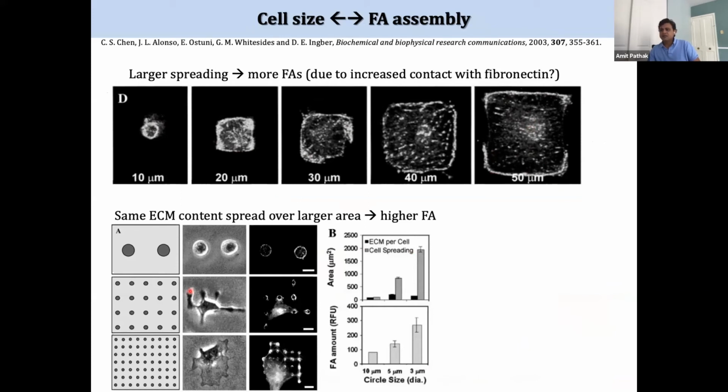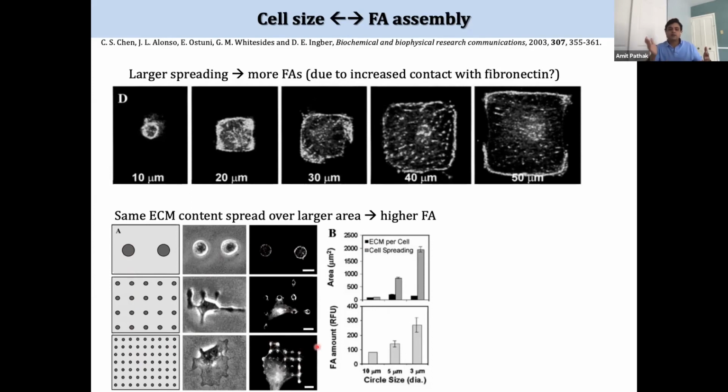In the bottom one, what it's saying is that if you have the same ECM content, so if you look at these gray circles on the left-hand side in panel A, so this same amount of protein, if it is distributed over a bigger size, then what happens? So the result is on the right here. Now this is one cell sitting on this area. Now the same ECM protein on the bottom one is distributed over a larger area.